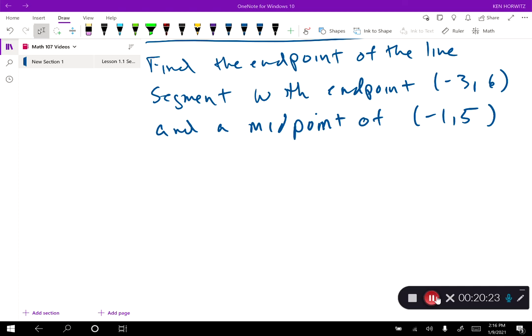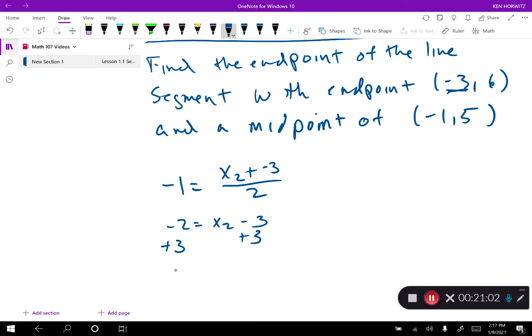All right, hopefully you worked on this a little bit. Now remember, the midpoint formula says my midpoint coordinate, -1, equals the addition of the two x coordinates. So I have one that I don't know. We'll call it x2. I'm going to add that to -3, because that's the one I do know, divided by 2. Now if I multiply both sides times 2, I get -2 equals x2 minus 3. And then I add 3, and I get 1 equals x2.